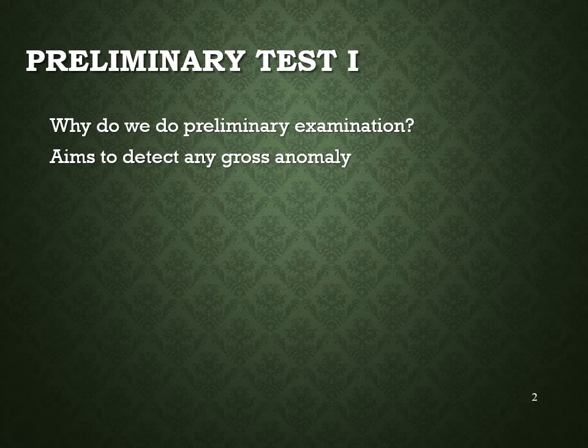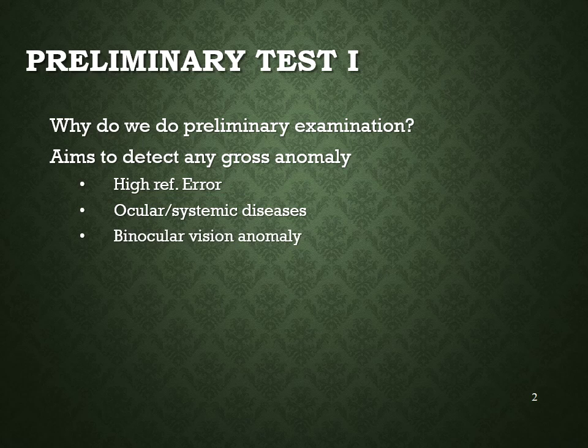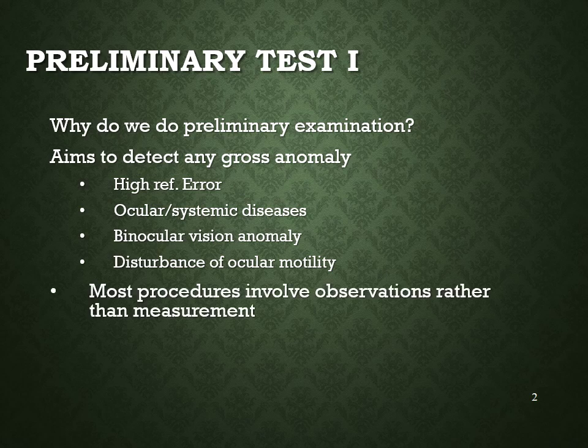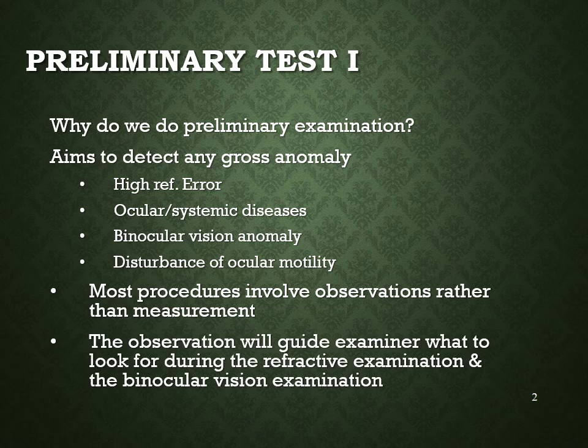The aim is to detect any gross anomaly of high refractive error, ocular or systemic disease, binocular vision anomaly, and disturbance of ocular motility. Most of the procedures involve only observation rather than measurement. The observation will guide the examiner on what to look for during the refractive examination and the binocular vision examination. Normally, before we proceed to the comprehensive eye examination, we do the preliminary tests first.